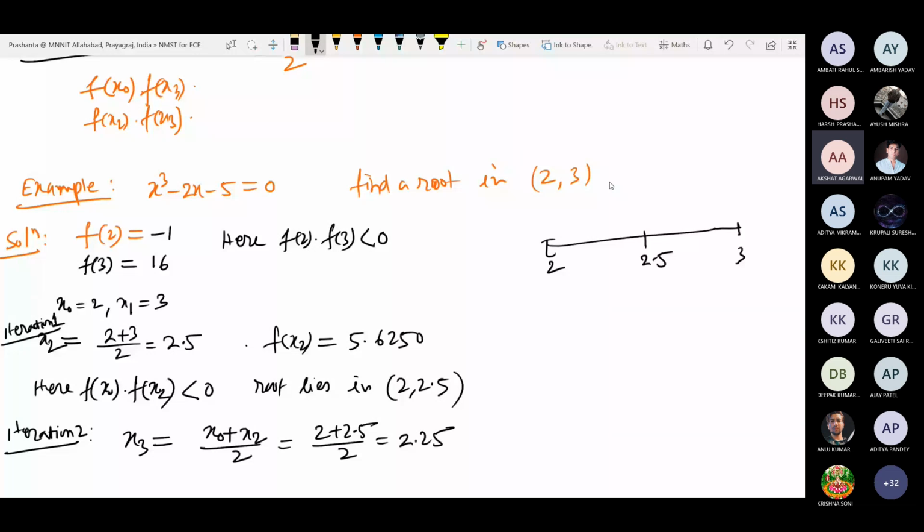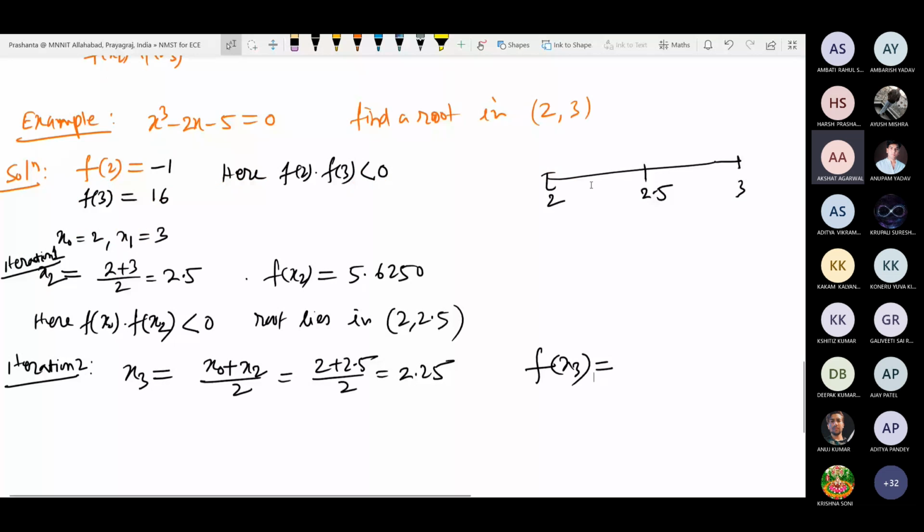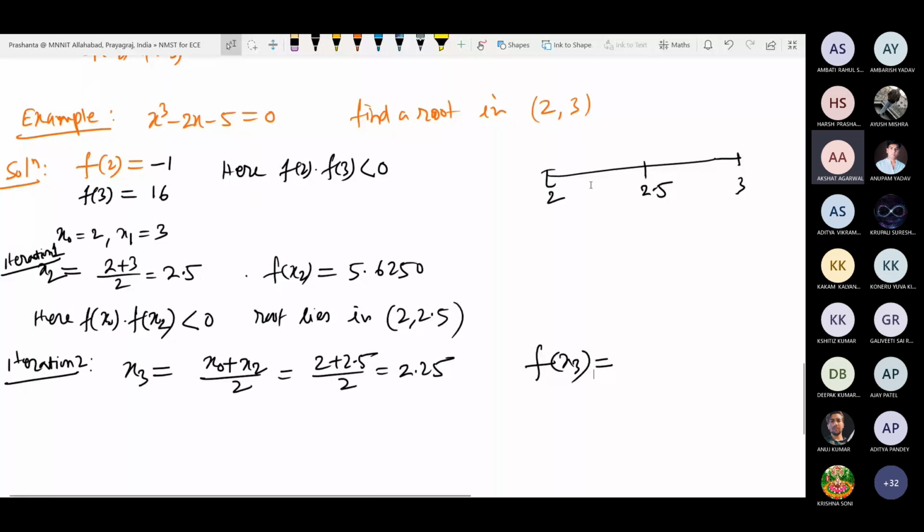And what is the f of x3 value? Even if you are able to identify the sign, that also will work, but without the calculation, how will you determine the sign? Because the value is not used in the method at all, only the sign is used. So it is 1.8906. So now tell me in which subinterval the root is lying.